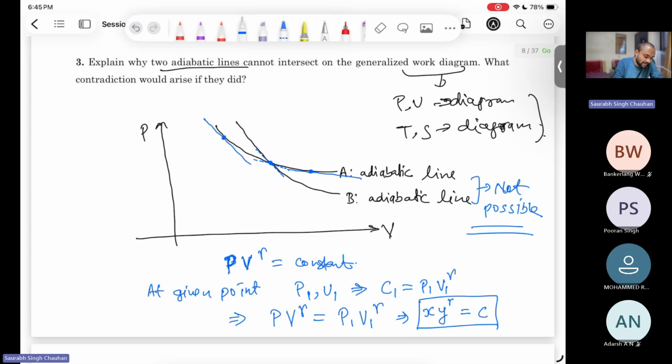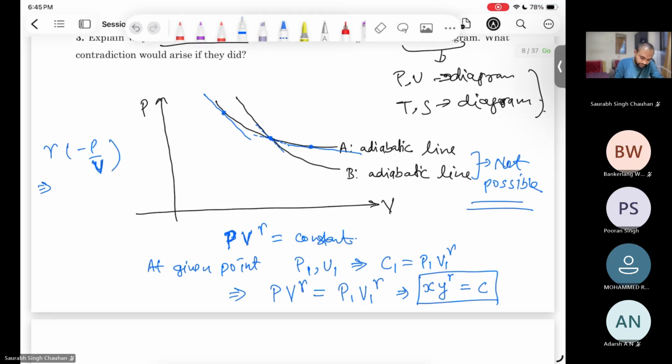And what is the slope? If someone asks you to calculate the slope of this adiabatic process, how will you calculate it? What will be the slope of this adiabatic process? Gamma times minus P by V. And how do we find that if I forget this? The slope is dy by dx. So just differentiate this equation.